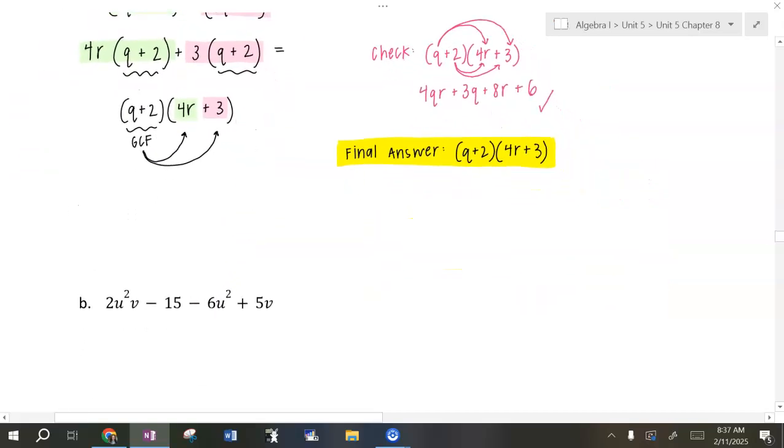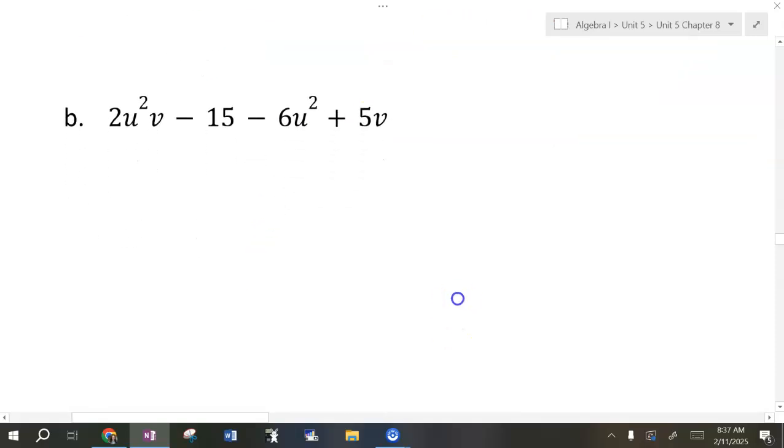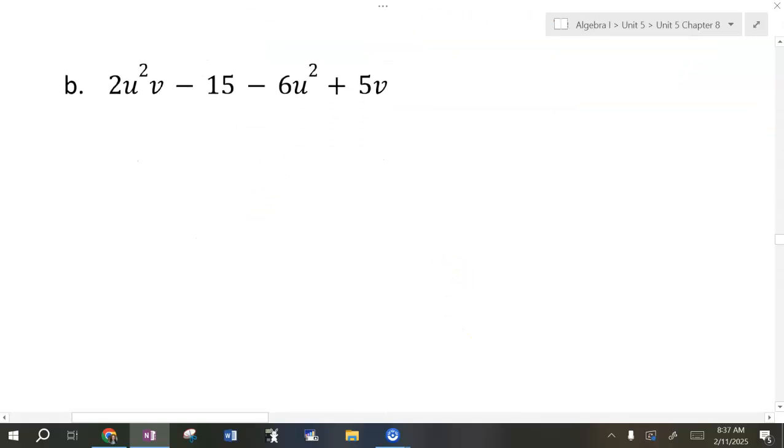This one also has 4 or more terms. Let's take a look and see if we can find any terms with like factors. So when I take a look at the first two terms next to each other, 2 and 15 don't have any other common factor other than a 1. So I'm actually going to look for a different term to group up with my 2u squared v.